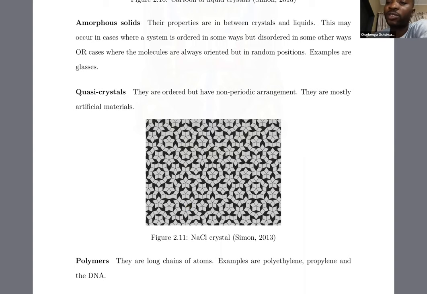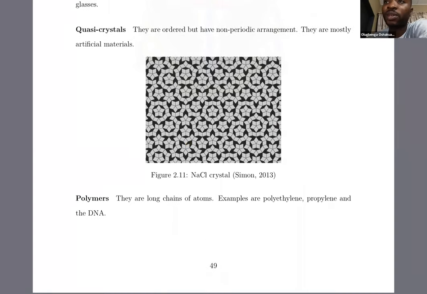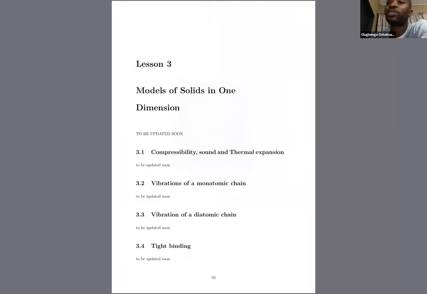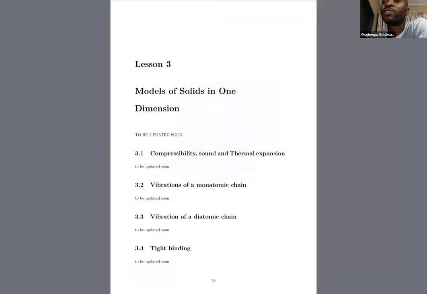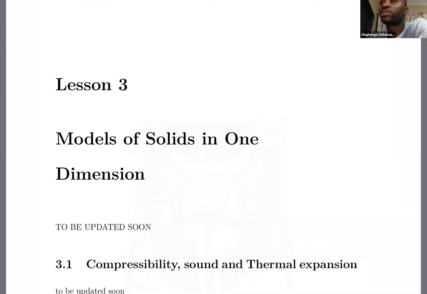What other type of materials do we have again? We have polymers, and they are long chains of atoms. Examples are polyethylene, polypropylene, and even DNA. I think that section is just simple and straightforward. So in our next lesson, we'll be talking about the models of solids in one dimension.